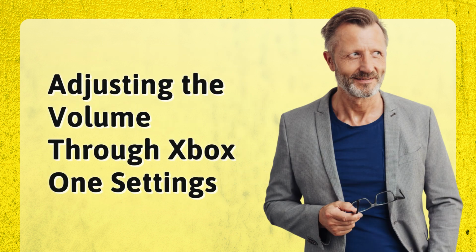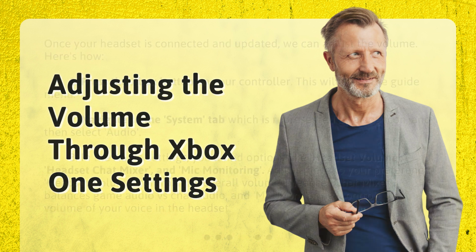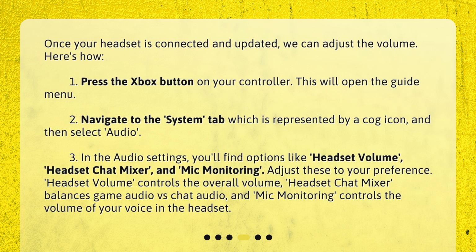Adjusting the volume through Xbox One settings. Once your headset is connected and updated, we can adjust the volume. Here's how. 1. Press the Xbox button on your controller. This will open the guide menu. 2. Navigate to the System tab, which is represented by a cog icon, and then select Audio. 3. In the audio settings, you'll find options like Headset Volume, Headset Chat Mixer, and Mic Monitoring. Adjust these to your preference.